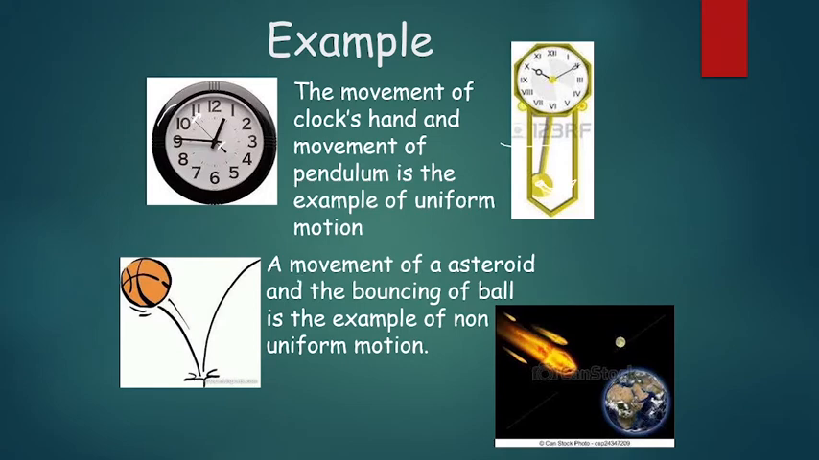Next, for non-uniform motion, we can take any example of non-uniform motion. For example, the bouncing of a ball or a person driving a car. There are many examples that we can take for non-uniform motion, because in non-uniform motion we are traveling unequal distances in equal intervals of time.